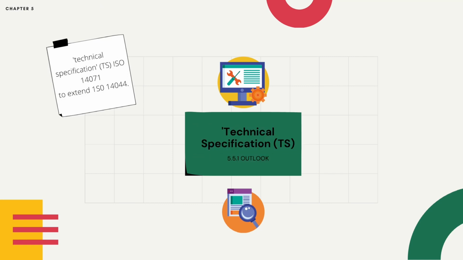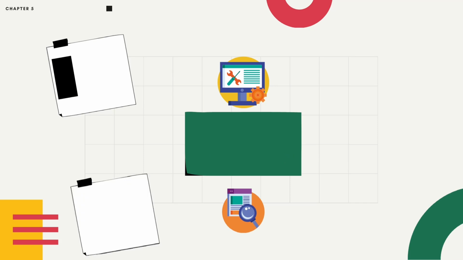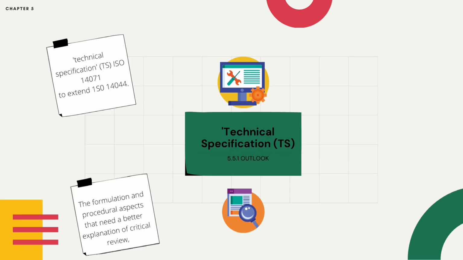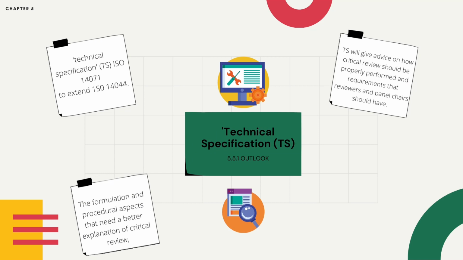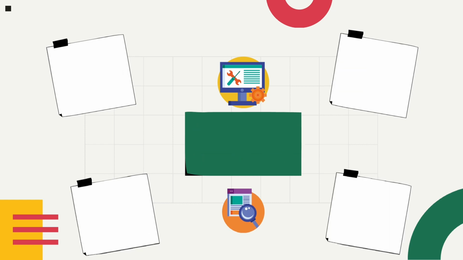Technical specification ISO 14071 is to extend ISO 14044. The technical specification is to formulate some procedural aspects that need a better explanation of the critical review. This technical specification will give advice on how critical review should be properly performed and the requirements that reviewers and the panel chair should have.